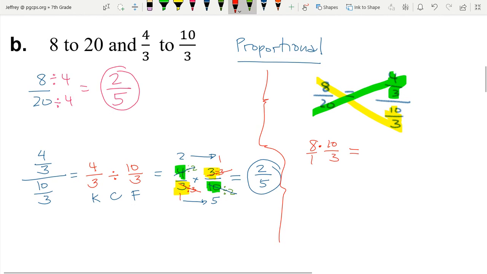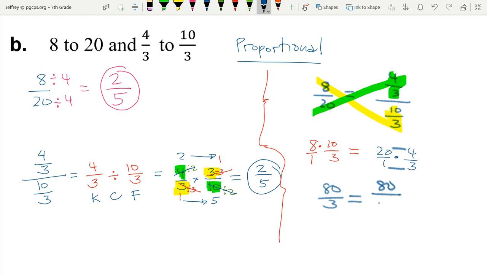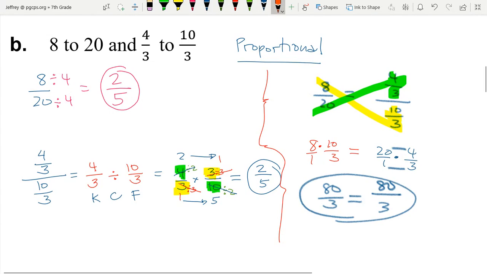Equal to, let's do the other side. I'm going to use blue. So 20 over 1 times 4 over 3. Now, what is 8 times 10? 80. 1 times 3 over 3 equal to, what is 20 times 4? That's going to be 80. What's 1 times 3? That's going to be 3. And they're still equal. So this problem forms a proportion. Okay? Let's do number 3.